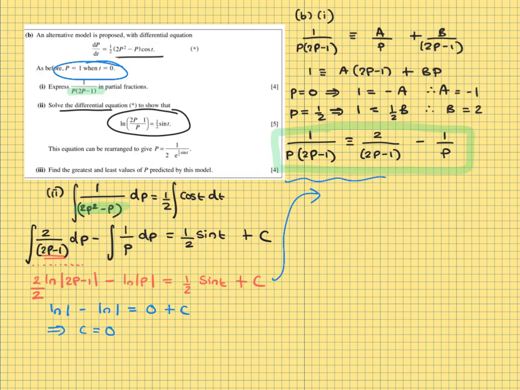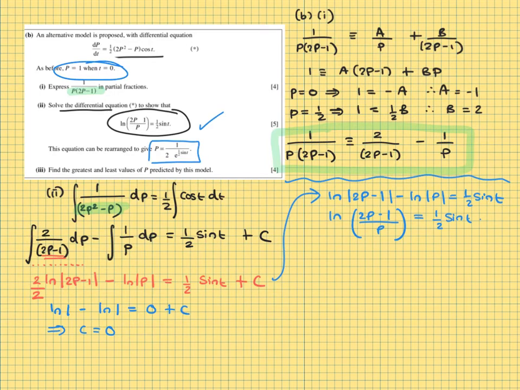This then gives me ln of mod 2p minus 1 minus ln of mod p equals a half sine t. So on the left-hand side, I can write this as ln of (2p minus 1) over p, and we have the information that p can't be negative, so we can remove the modulus sign, so that equals a half sine t, and we've done the part that we needed to. Now, this equation can be rearranged to give this result over here.